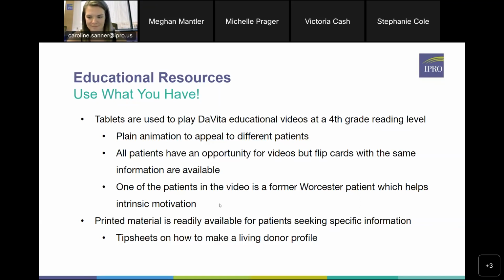It means a lot. And then we also just have all this printed material readily available for patients upon request. Tip sheets for making a live donor profile, tip sheets on how to order the stickers that go in the back of your car, you know, Nancy needs a kidney, that sort of thing. Just tip sheets that we can print out at a moment's notice and say, yep, this is what you wanted, here it is. Next slide.